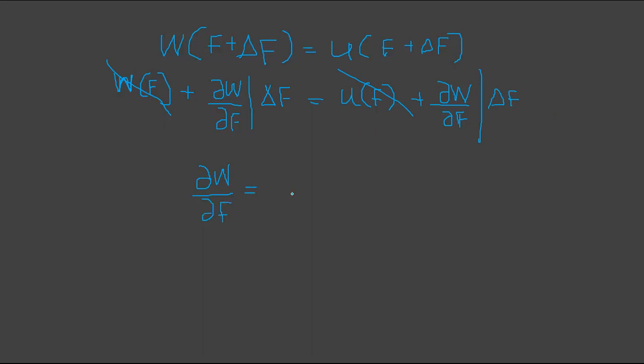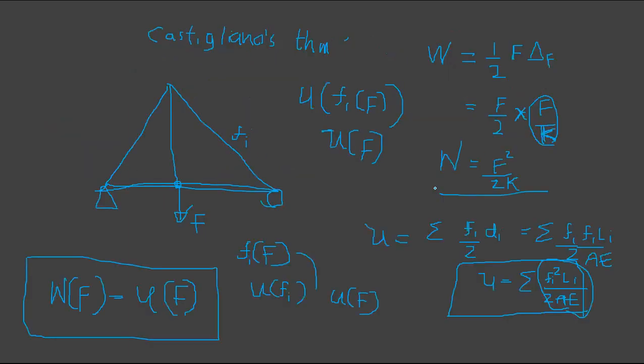Is equal to what? Partial U by partial F. So what is this partial W by partial F? W is this, you remember. Where did this come from? Remember, half into force into displacement. Displacement is written as F over K, since F equals Kx. So then F squared over 2K.